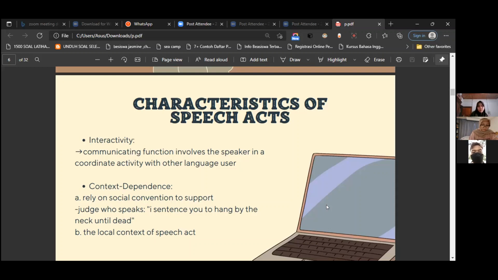The next characteristic is context dependence. Context dependence has two aspects.